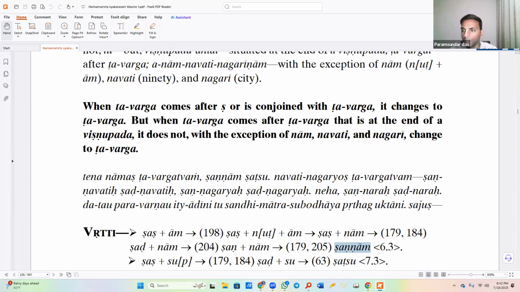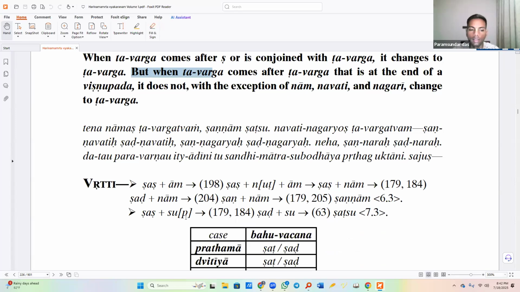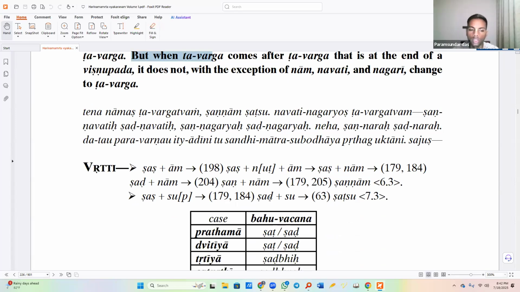Shannam bhaga itingana. There also. Aishwarasya Samagrasya. But when ta varga comes after ta varga, that is at the end of a Vishnu Pada, it does not, with the exception of Nam, Navati, and Nagari, change to ta varga. Yeah, so that's all. Shannam, then Shatsu. Purvasya Vishnu Padavatvam, Shasya da, Yadav Matri Hari Kamalam, Shatsu.